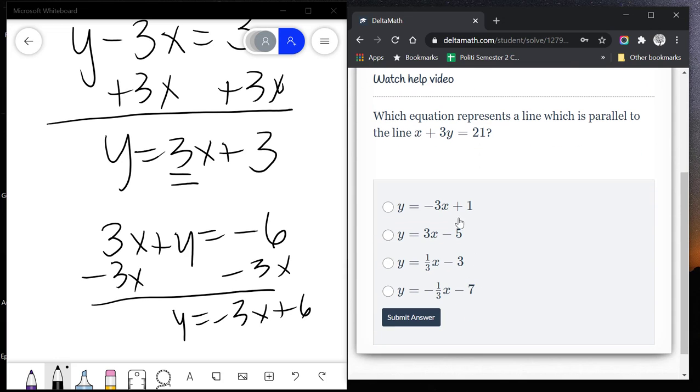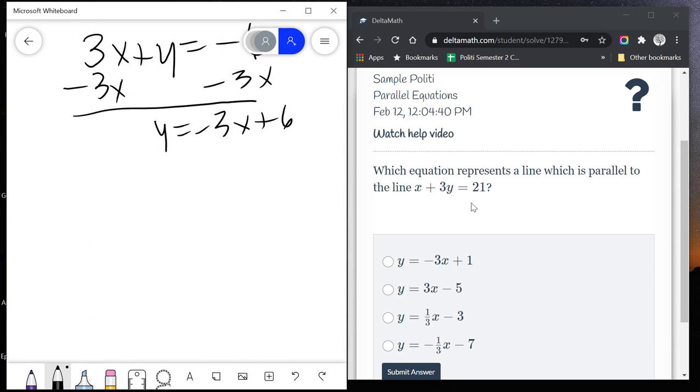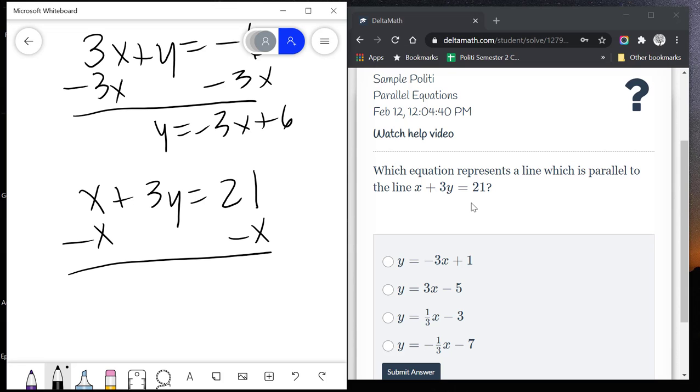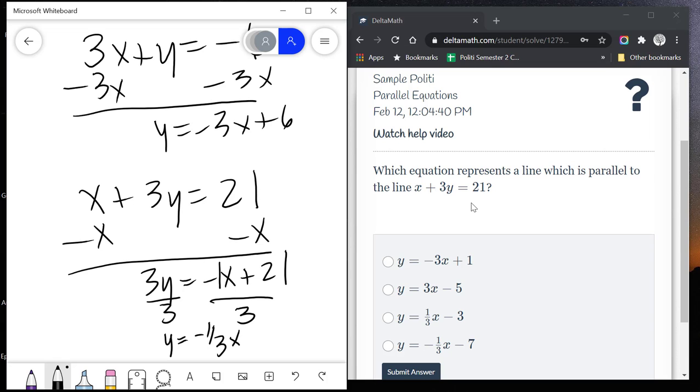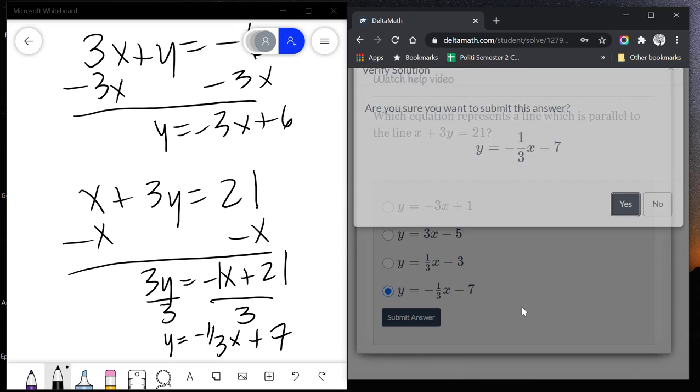Now this one, the answers are in slope-intercept form, but I've got to convert over the given line. So I've got x plus 3y equals 21. If I subtract x from both sides, then I've got 3y equals negative x plus 21. And I'll divide by 3 on both sides. Y equals, remember there's a 1 right there, negative 1/3 x plus 7. So I'm looking for anything that has a slope of negative 1/3. And that's got to be right here. This one's plus 7, that one's minus 7. That's good because they're not the same line.